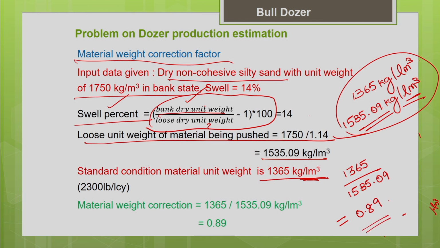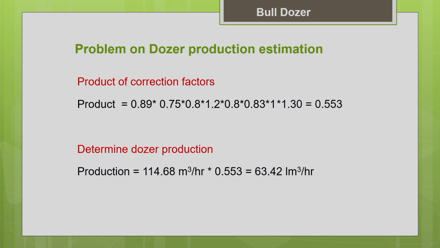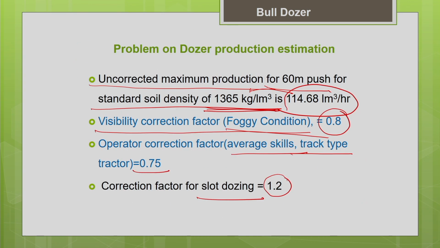Obviously, it is also less than 1. It is going to reduce my productivity. So this is your material weight correction factor. Fine. Now let us find the product of all the correction factors. So whatever correction factors we have discussed so far, let me summarize.